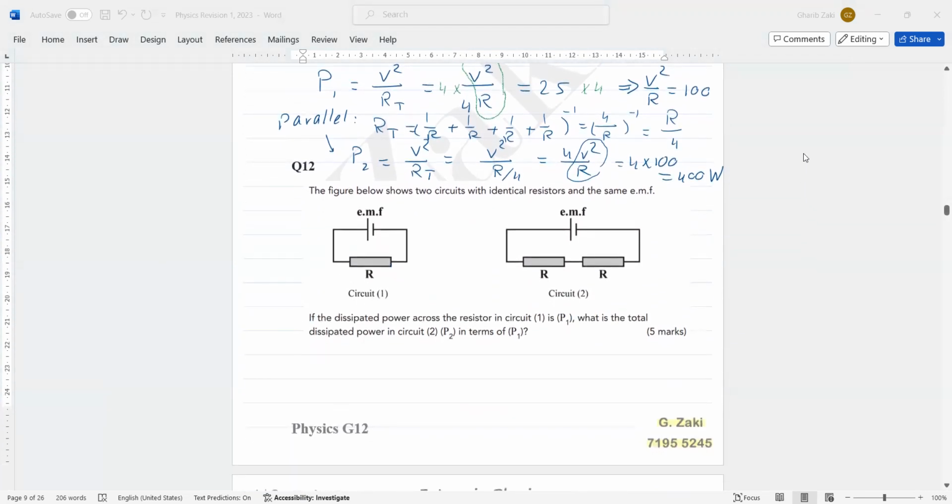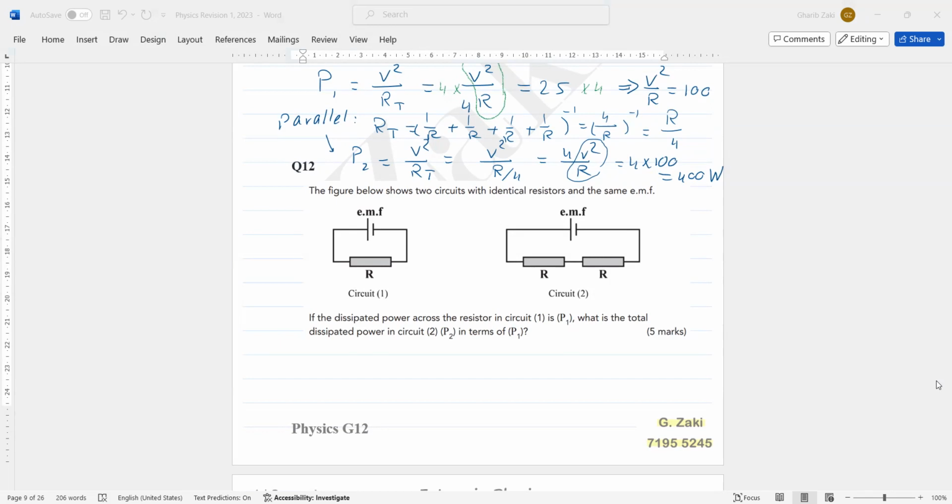Okay. Now, question number 12. Yes, any more questions? Okay, thank you. Now, question number 12. Start to solve, please, here. The figure below shows two circuits with identical resistors and the same EMF. But now, they are series connections, of course, both. If the dissipated power across the resistance in circuit 1 is P1, what is the total dissipated power in circuit 2, P2?